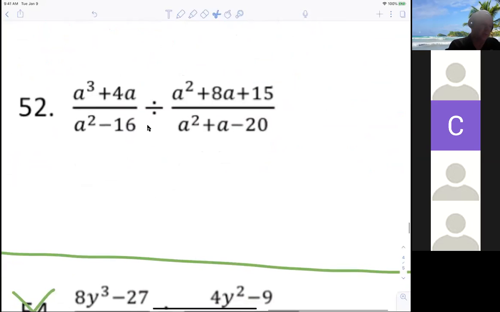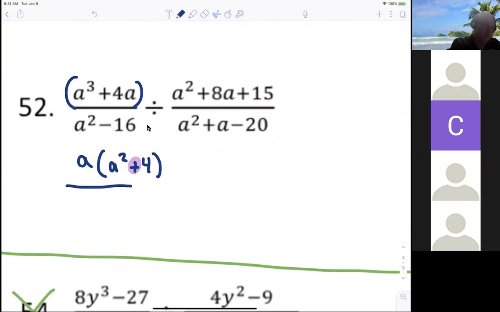All right? So let's look at number 52. Okay? So I'm factoring out an a, and I'm left with a squared plus 4. Now, I believe this was kind of a trick problem, but you have to remember, the only way you can factor a squared is if that is a minus, not a plus. So because it's a plus, you cannot factor it, okay? Just a good review question.